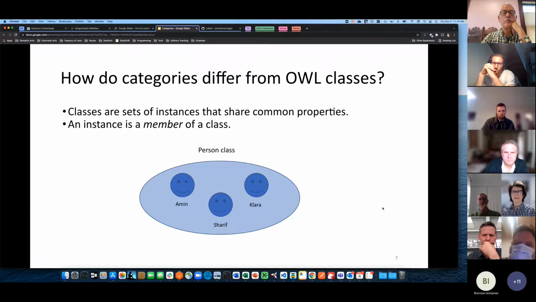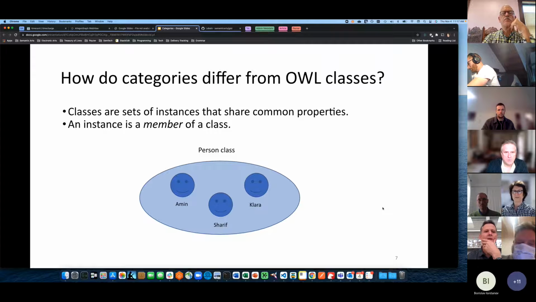So how do categories differ from OWL classes? This is pretty basic, and I should tell you that my graphic skills are pretty rudimentary. You'll probably notice that on your own, but that's an explanation of why I don't have a lot of sophisticated graphics. As we all know, a class is a set of instances that share a common property. So an instance is a member of a class.